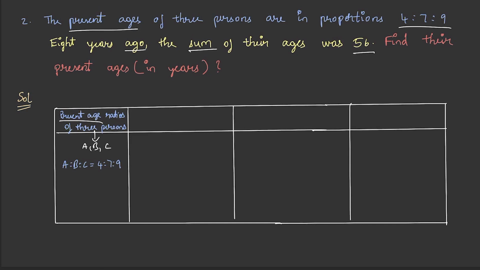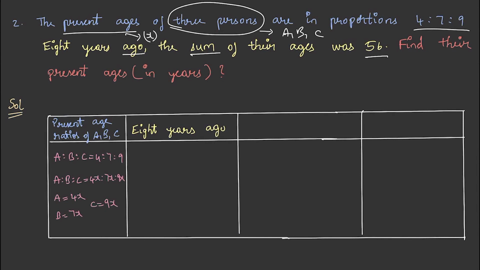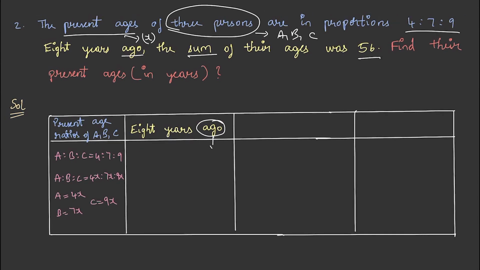Let's take the present age as x. Now A is to B is to C is equal to 4x is to 7x is to 9x. Therefore, A is equal to 4x, B is equal to 7x, C is equal to 9x. Let's take 8 years ago in the second column. Here, ago is the keyword. Therefore, you have to subtract. What you have to subtract is 8. Now, A becomes 4x minus 8, B becomes 7x minus 8 and C becomes 9x minus 8.